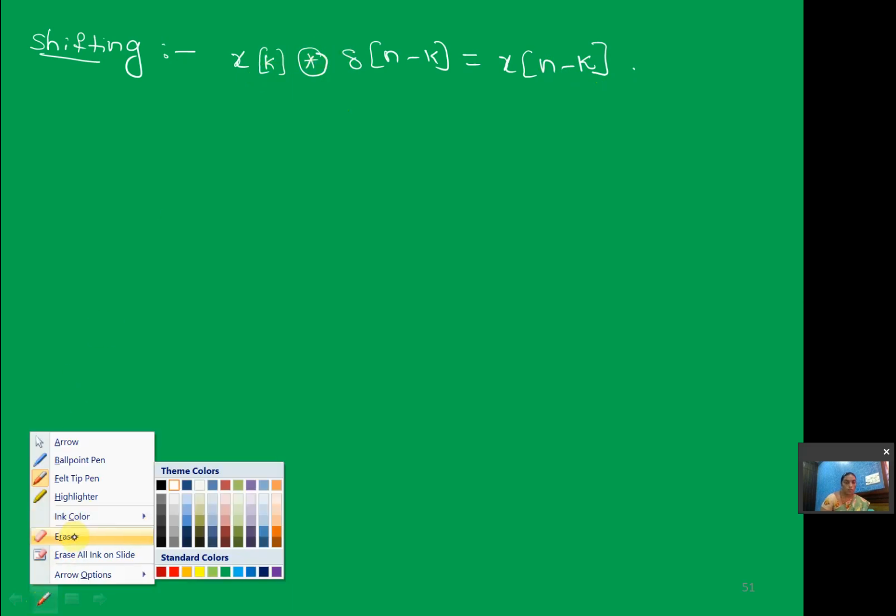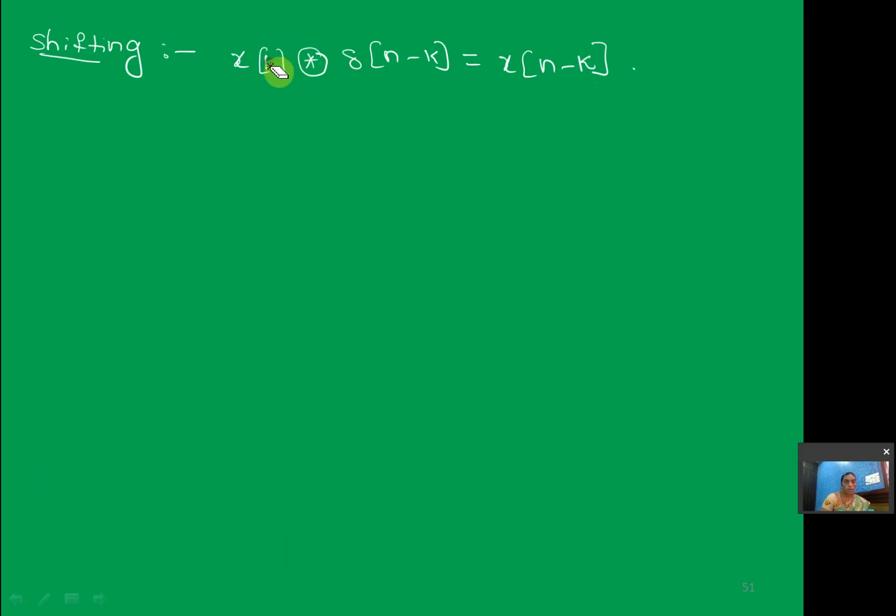So, the shifting property in the convolution. Similarly, with the identity property, if I take x of k, which is convolved with del of n minus k, then that is nothing but x of n minus k. Okay, right? So if I convolve this, what is that? Take x of n, not x of k, the input sequence.